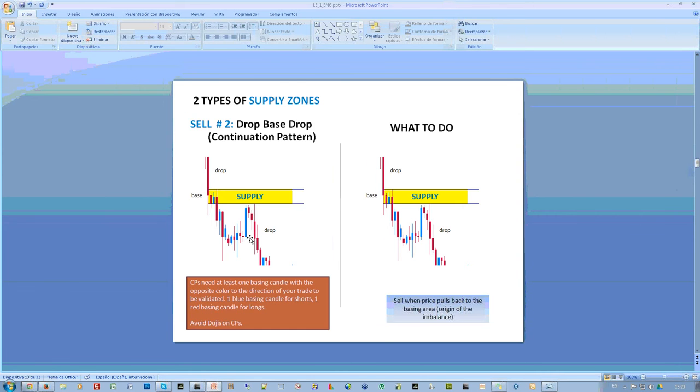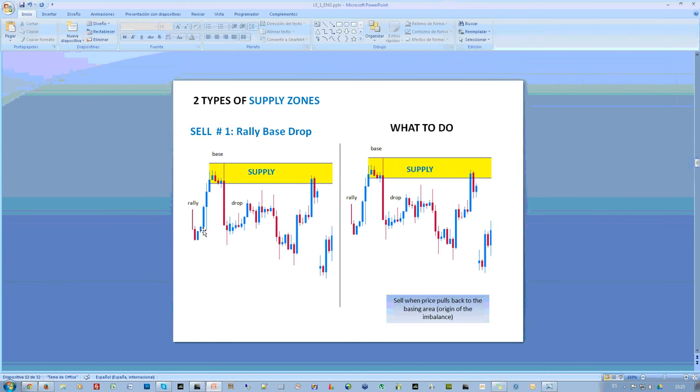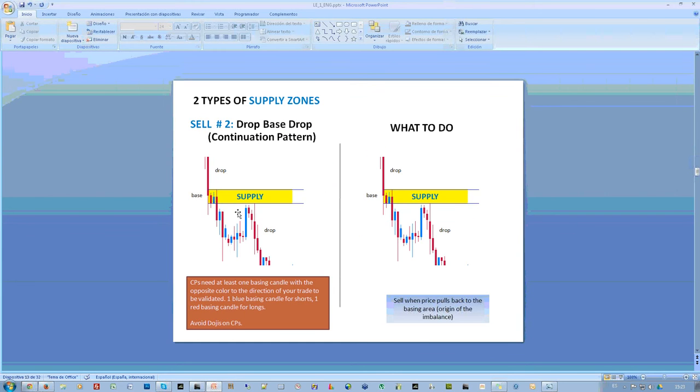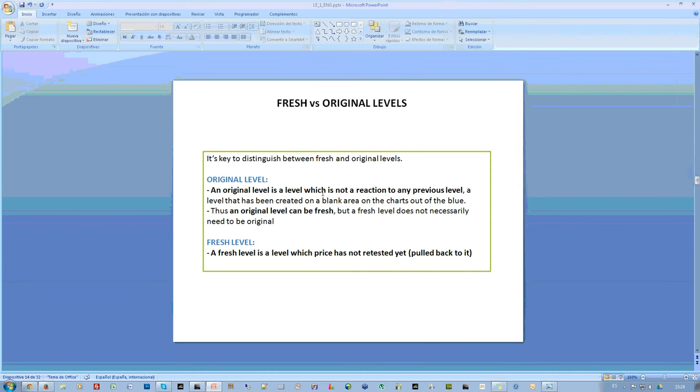So the thing here is that we have these two levels, the inverted U levels, the valleys, and the continuation pattern, which is this. These are the two levels. It's the same thing for the demand levels, but we have to do the opposite thing. So now we are going to explain the difference between these levels and how they apply to deciding what we want to do when we are trading any forex pair or CFD or futures or whatever.